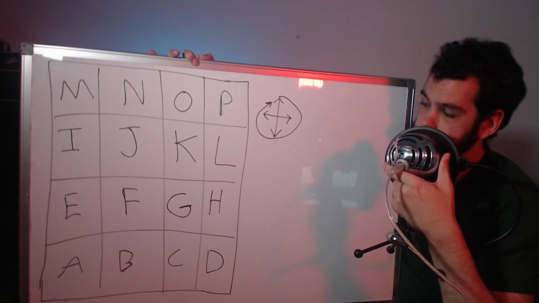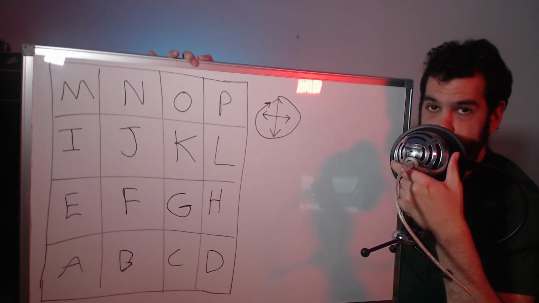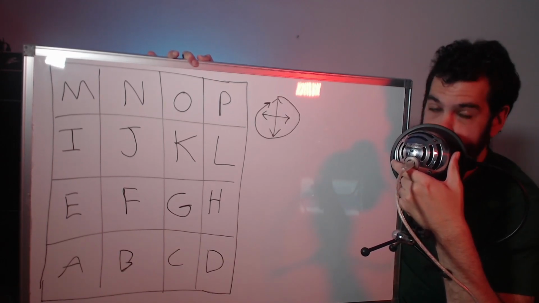Okay, how does it work? We're going to go over to a whiteboard for this, because it's very complicated. We have a representation of our grid here. As you can see, I've used letters instead of the numbers because it's a lot easier to actually look at.